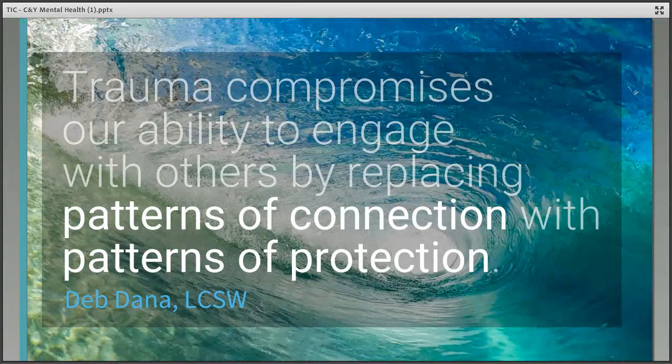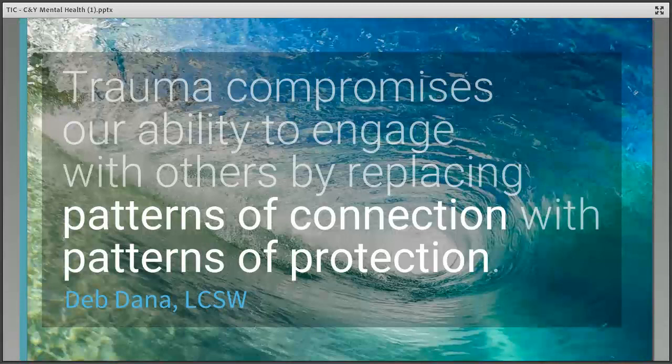So in terms of a takeaway, this could be one of those takeaways: trauma compromises our ability to engage with others by replacing patterns of connection with patterns of protection. So instead of engaging with the world in ways that help us connect more, trauma feeds those patterns that developed in that initial trauma or the ongoing trauma, in ways that mean our brain and our nervous system prioritize protection over connection. That doesn't mean we don't connect. It means that connection looks different. It often happens differently, and it can require some different techniques to make connection possible.